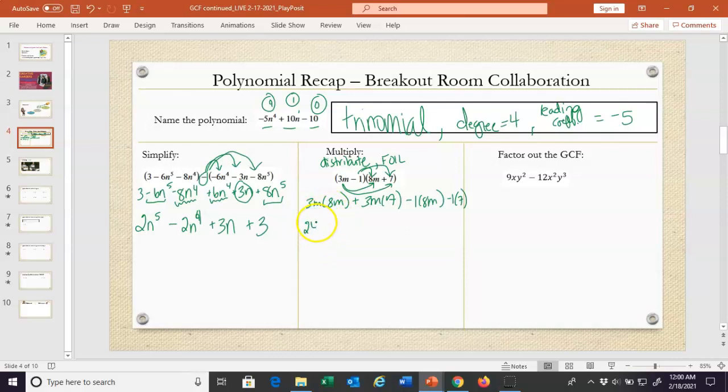3 times 8 is 24. Well, this part's definitely algebra, right? m times m, when we multiply two variables, you add the exponents. So that becomes m squared. 1 plus 1 is 2. 3 times 7 is 21m. Then you have minus 8m and minus 7. So we're pretty much done, but let's go ahead and combine like terms. And you'll get, what is that? 13.